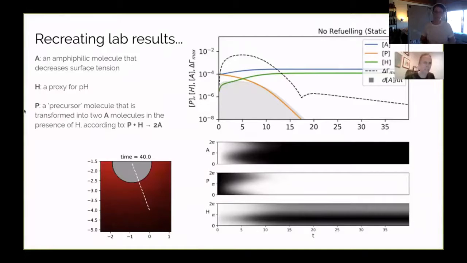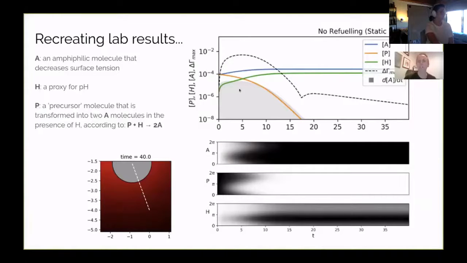Perhaps it's easiest to start by explaining P. This is a fuel or precursor molecule. This is the molecule that's transformed into the surface tension decreasing amphiphilic molecule A. And that transformation only happens when pH is high. So we have H representing pH. When pH is high, then the precursor, the fuel, gets transformed into the amphiphilic molecule, the surfactant, which causes the motion to happen. And lo and behold, we do see the motion.